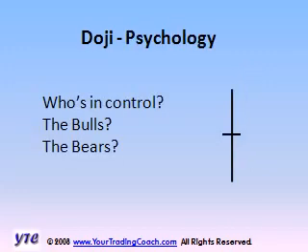Let's look at the psychology of the pattern now to see who is in control, the bulls or the bears. A doji indicates a tug of war between the bulls and bears in which neither party was dominant. Price was driven up from the open by the bulls, but driven back down by the bears. And at some stage through the life of the candle, price was also driven down below the open by the bears and driven back up by the bulls. In the end, neither party was dominant and price ended right where it began.